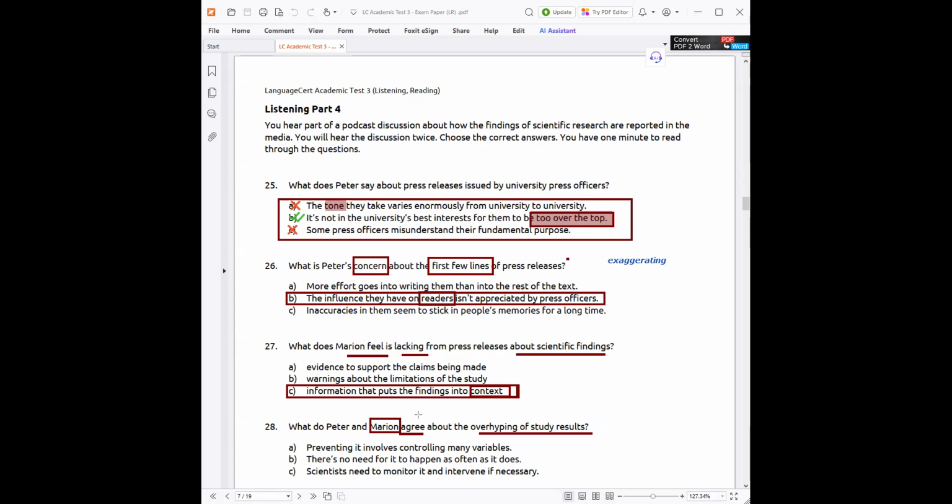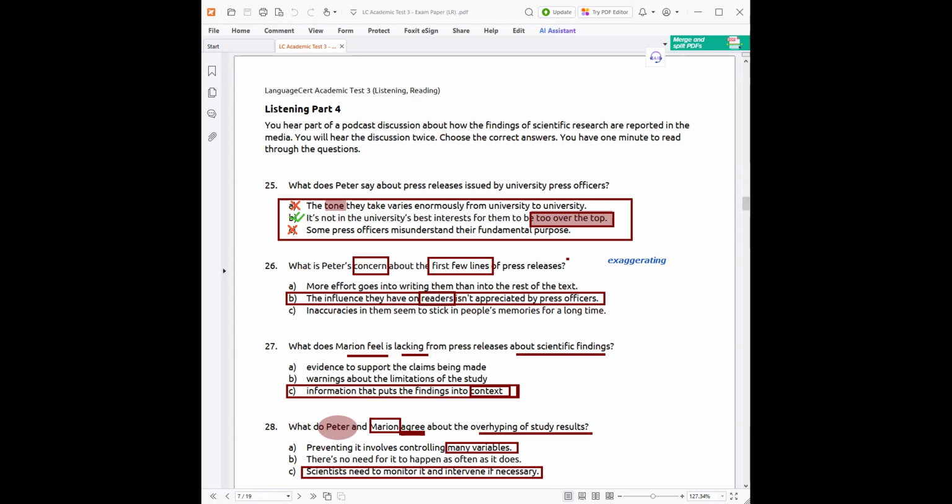So she's hinting at what? She's hinting there are many people involved, many variables, and she's also hinting at option C. But out of these two, which one do both of them agree on? That is what our answer has to be. Do they agree that yes, there are many variables involved, many people, many entities, or do they agree that yes, scientists need to monitor and intervene? Now, the answer will depend on what Peter says after this, because Marion has given her opinion. Okay, so let's listen to what they say.